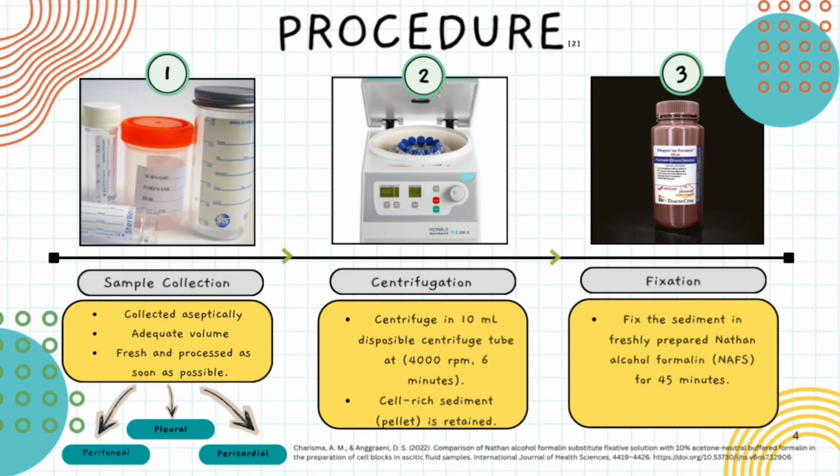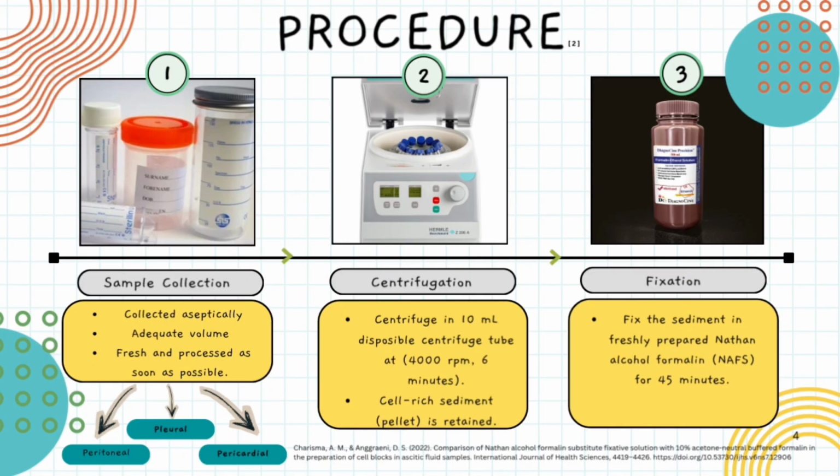The collected sample is centrifuged at 4000 rpm for 6 minutes to concentrate the cellular elements. Following centrifugation, the supernatant is discarded and the cell-rich sediment, which is the pellet, is retained as it contains the diagnostically significant cells. This step is particularly important in low cellularity effusions to improve cellular yield.